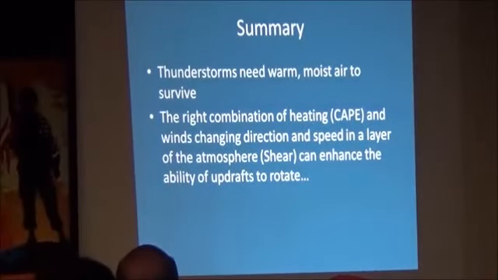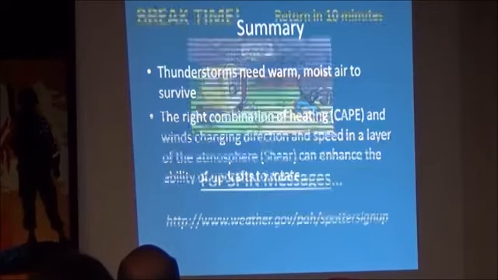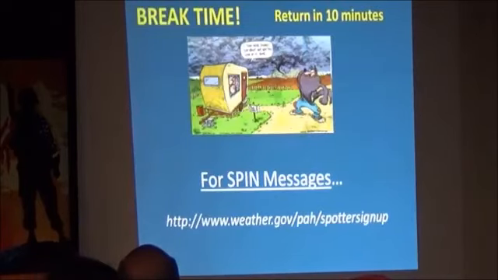Okay, summary: thunderstorms need warm, moist air to survive. The right combination of instability or Cape and winds changing direction and speed enhance the ability of the updraft to be stronger and to rotate. That's the bottom line of all I've been talking about there.